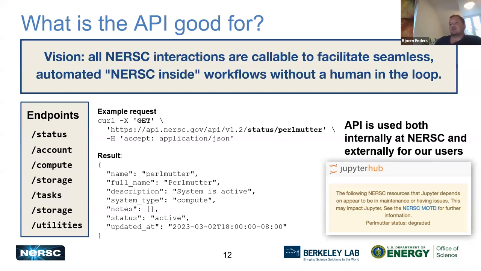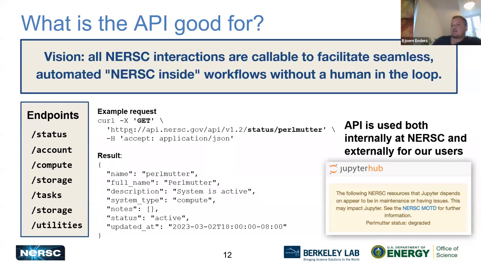So the vision for the API is that all NERSC interactions are callable, and it would facilitate automated NERSC-inside workflows without any human in the loop. And we drafted a number of endpoints. You can see them to the left here, and we'll go over them briefly later too. Like a status endpoint to check status, accounting for how many hours you still have in the bank, compute obviously to run a job, storage to move data. The task endpoint is a bit counterintuitive, but we figured that the API cannot be synchronous. So whenever you do something that requires some action on the back end, it will be recorded as a task, and you query the progress of the task over the task endpoint. And then of course you want some miscellaneous utilities.